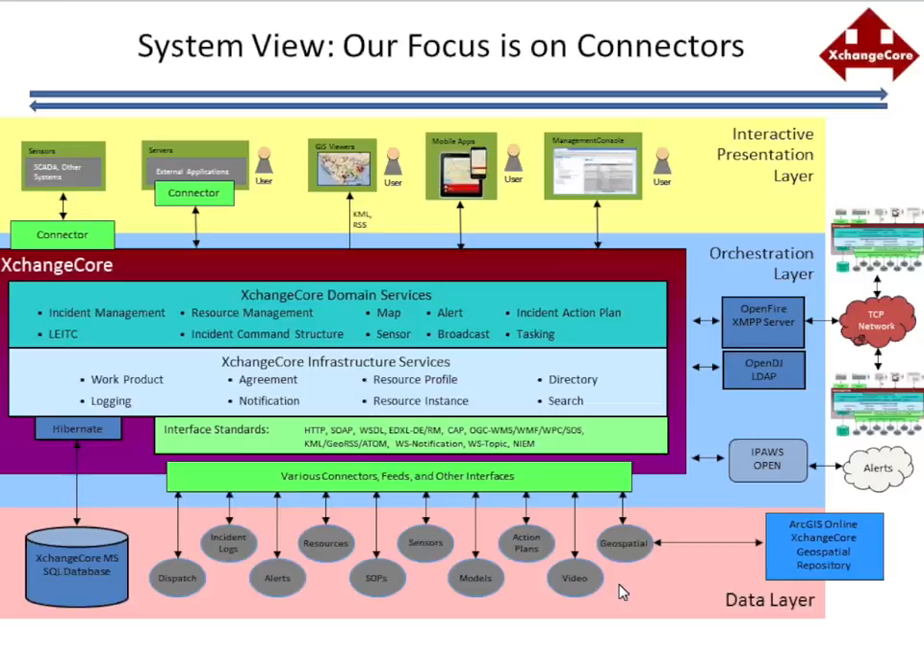Moving then down to the data layer, that's where we talk about the types of information that is shared through XchangeCore. These various data sources connect via connectors. Feeds are standard SOAP interfaces, etc. And all of that provides the data that goes into XchangeCore and then is shared out. All of that sharing, of course, is done in accordance with information sharing rules that you control locally with your XchangeCore.